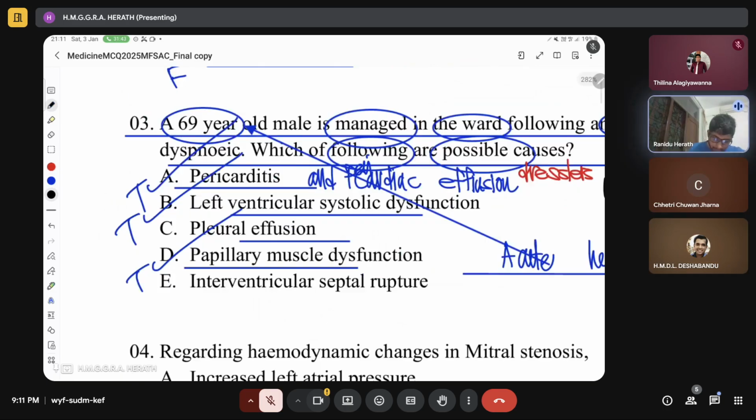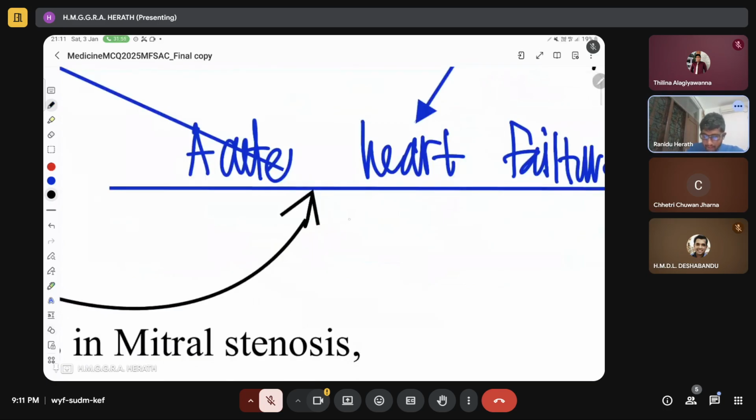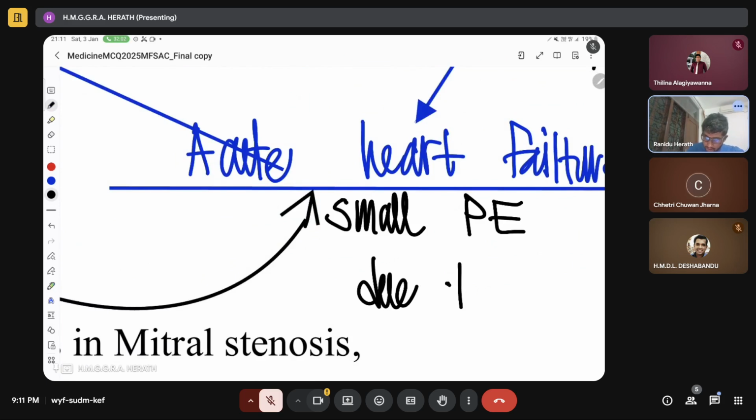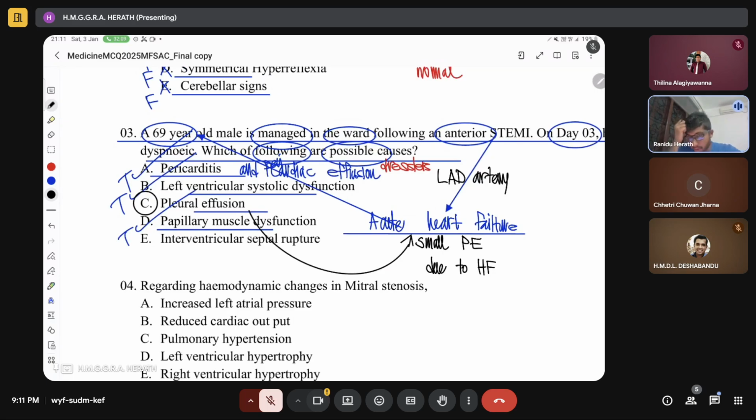However, this is sometimes not that direct. Indirectly we can take pleural effusion as a cause of dyspnea in acute heart failure, because if the patient is having acute heart failure, they will have small pleural effusions due to the heart failure itself, right? So sometimes acute heart failure may lead to pleural effusions, and that can, of course, cause problems with dyspnea in these patients. However, we leave it for the time being because that is not one of the major causes, right?